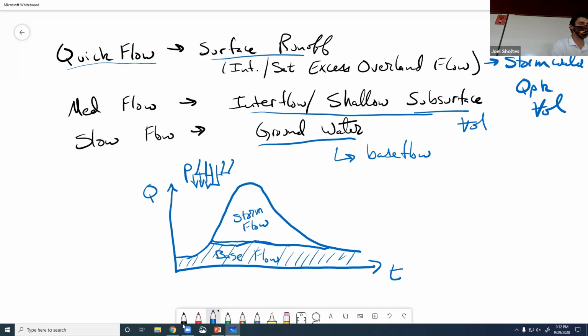So there are two key variables that we're interested in. The first is the peak discharge of this hydrograph, and the second is the volume of the runoff. And this is what we're talking about today. We'll talk about Q peak later.